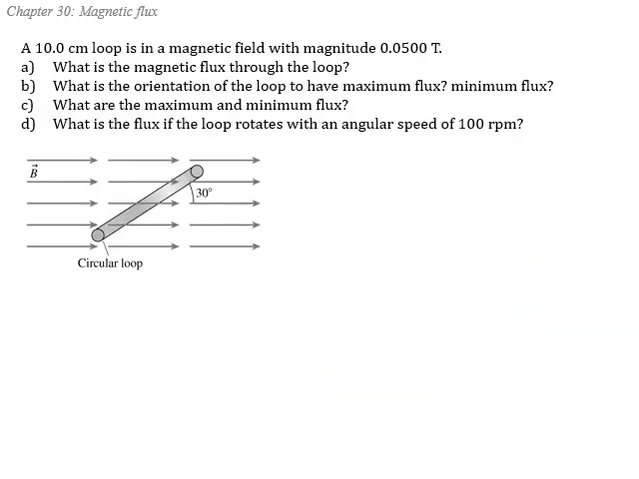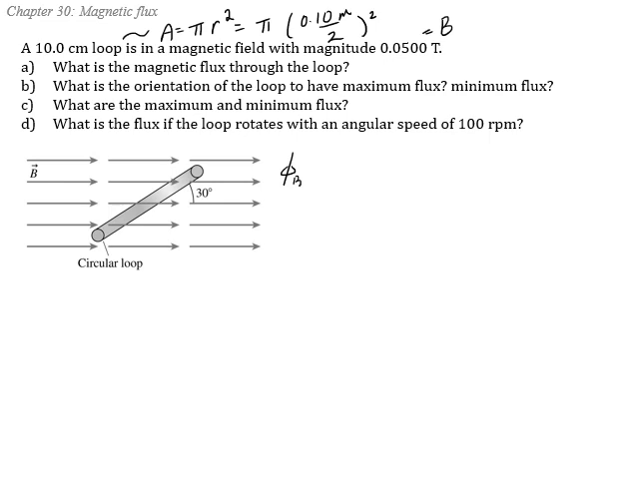We have a 10 centimeter loop. That implies that our loop is a circle. We know we're going to need to worry about area, and area equals pi r squared. That's going to be pi times 0.10 meters over 2 squared. The loop is in a magnetic field with a magnitude of 0.05 teslas. That's our magnetic field. Part A, what is the magnetic flux through the loop?